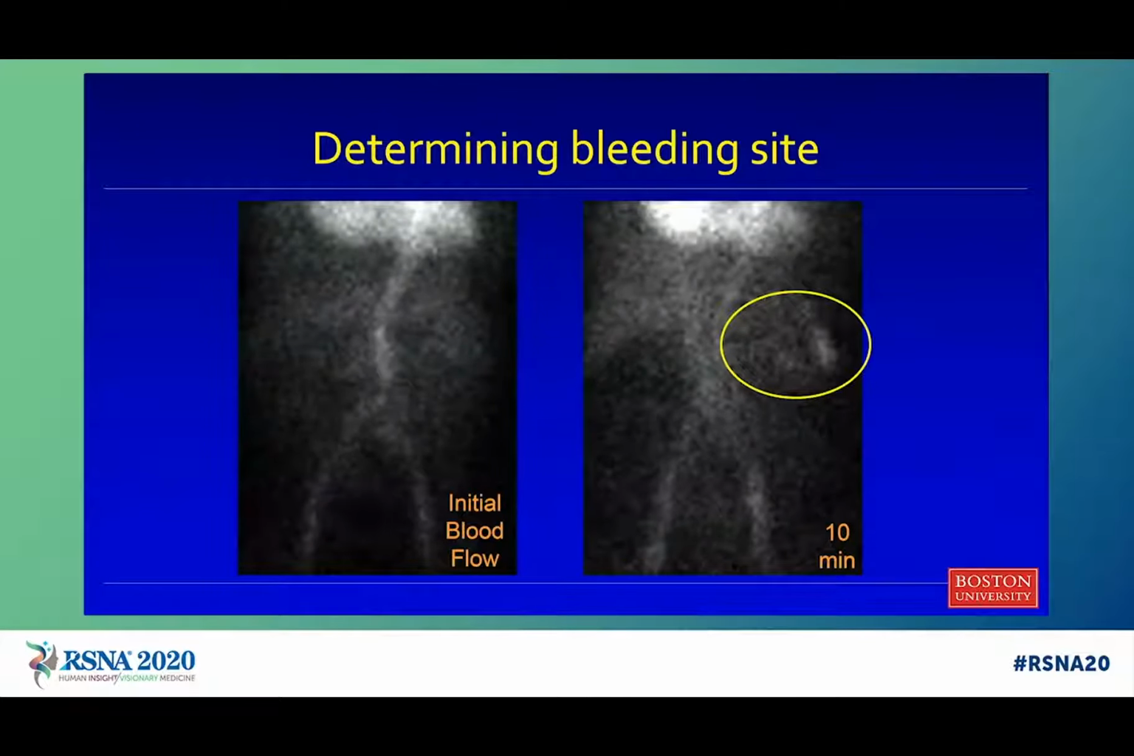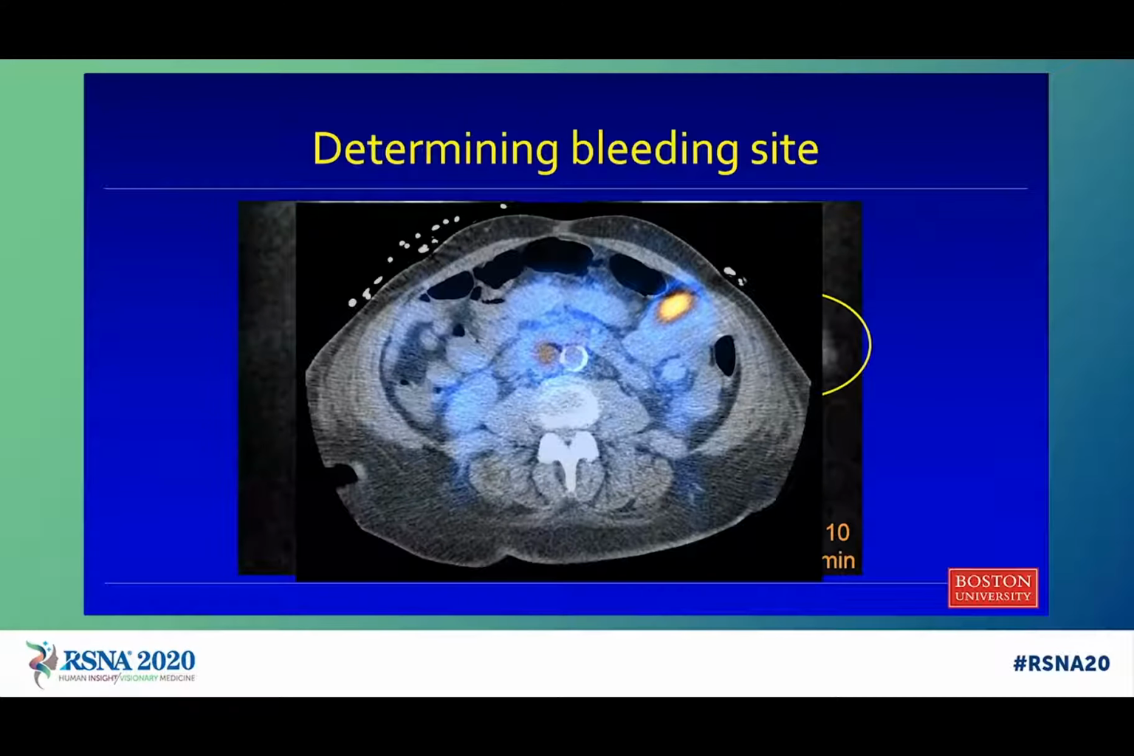Here's another example with radiotracer accumulation, this time in the left upper quadrant. Again, SPECT CT was needed to know that this was in the jejunum. It was from angiodysplasia.